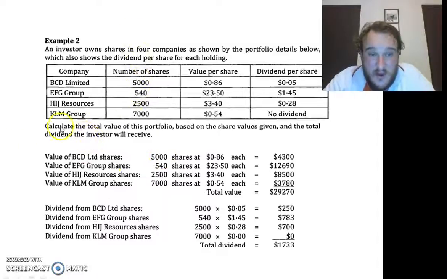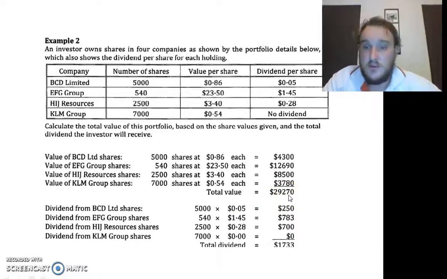If we look at the answers that they've given us, the first one is working out the total value of the portfolio. So we're going 5,000 shares times the value of the share, which is 0.86, and that gives you 4,300, and we're going to do that for each of these. So 540 times $23.50 gives you this, 2,500 times $3.40, 7,000 times 54 cents. We get all these values, add them together, so the total value of what these shares are worth is 29,270, which is a fair amount of money. If they sold their shares, that's how much money they would get.